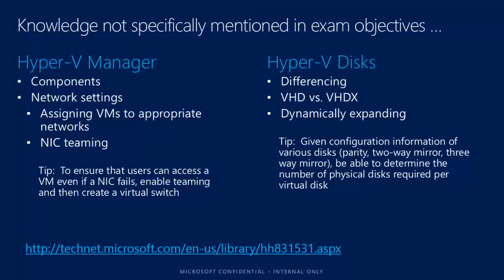So this is knowledge not specifically mentioned in the exam objectives that are in the objective domain online. I'm going to leave this slide up for just a moment. Hyper-V Manager, Hyper-V Disk components, network settings, how to assign VMs to appropriate networks, and how to do NIC teaming. These are things that you should be familiar with to ensure that users can access a VM even if a NIC fails. Enable teaming and then create a virtual switch.